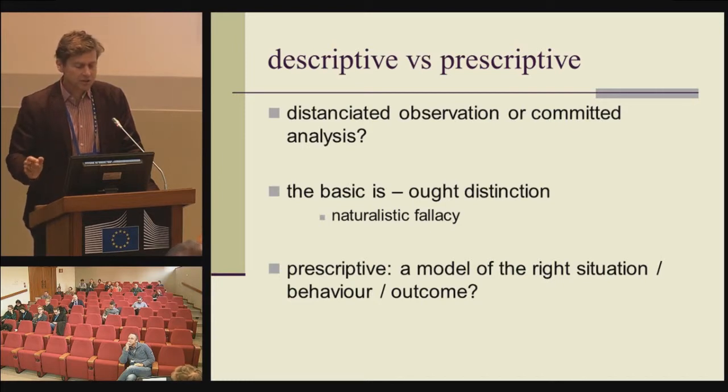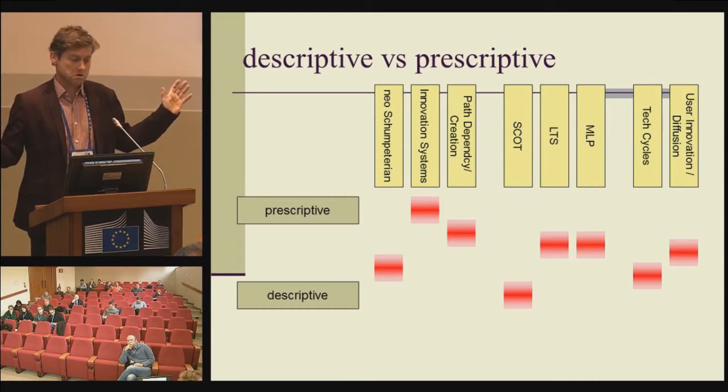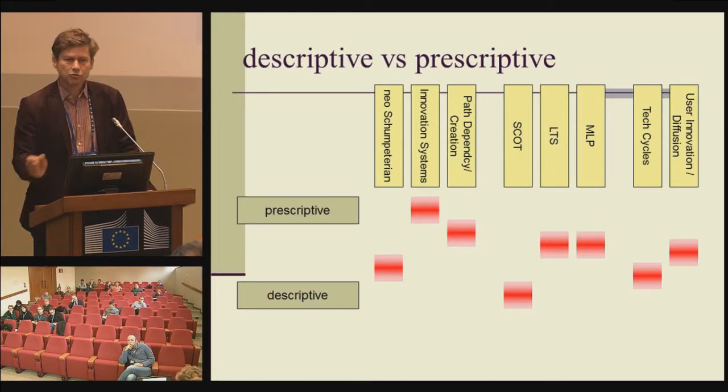And so a prescriptive theory has some model of the right situation or behavior or outcome. And so that is also different. So for instance, innovation systems, they are prescriptive. They have some model, though they don't articulate what that model is, that you could have a good system or a bad system, so that something is failing. Whereas if you were just distantiated, you could say, well, this is just this system, this is how it works. No, innovation system really is looking for best practices.